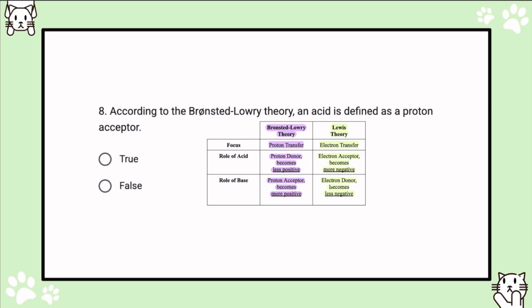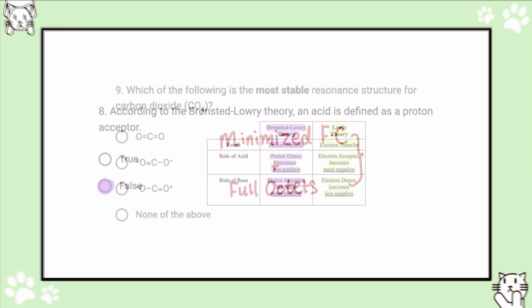Question 8. A Bronsted-Lowry acid is a proton donor, while a Bronsted-Lowry base is a proton acceptor. This statement would be false.